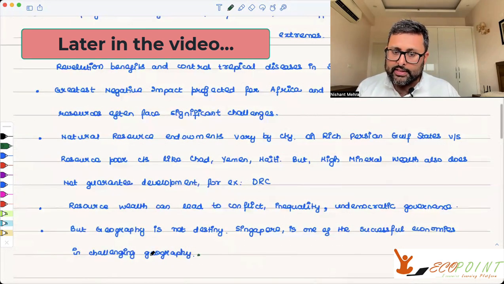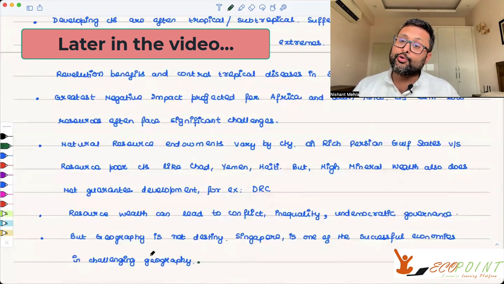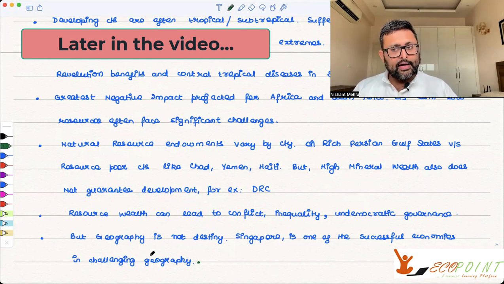What is also often seen is that resource wealth can lead to conflict. It can lead to inequality. It can lead to undemocratic governance. All of that can happen. But you know what? At the end, they say that geography is not destiny. Singapore might have a very challenging geography, but it is one of the very successful economies.